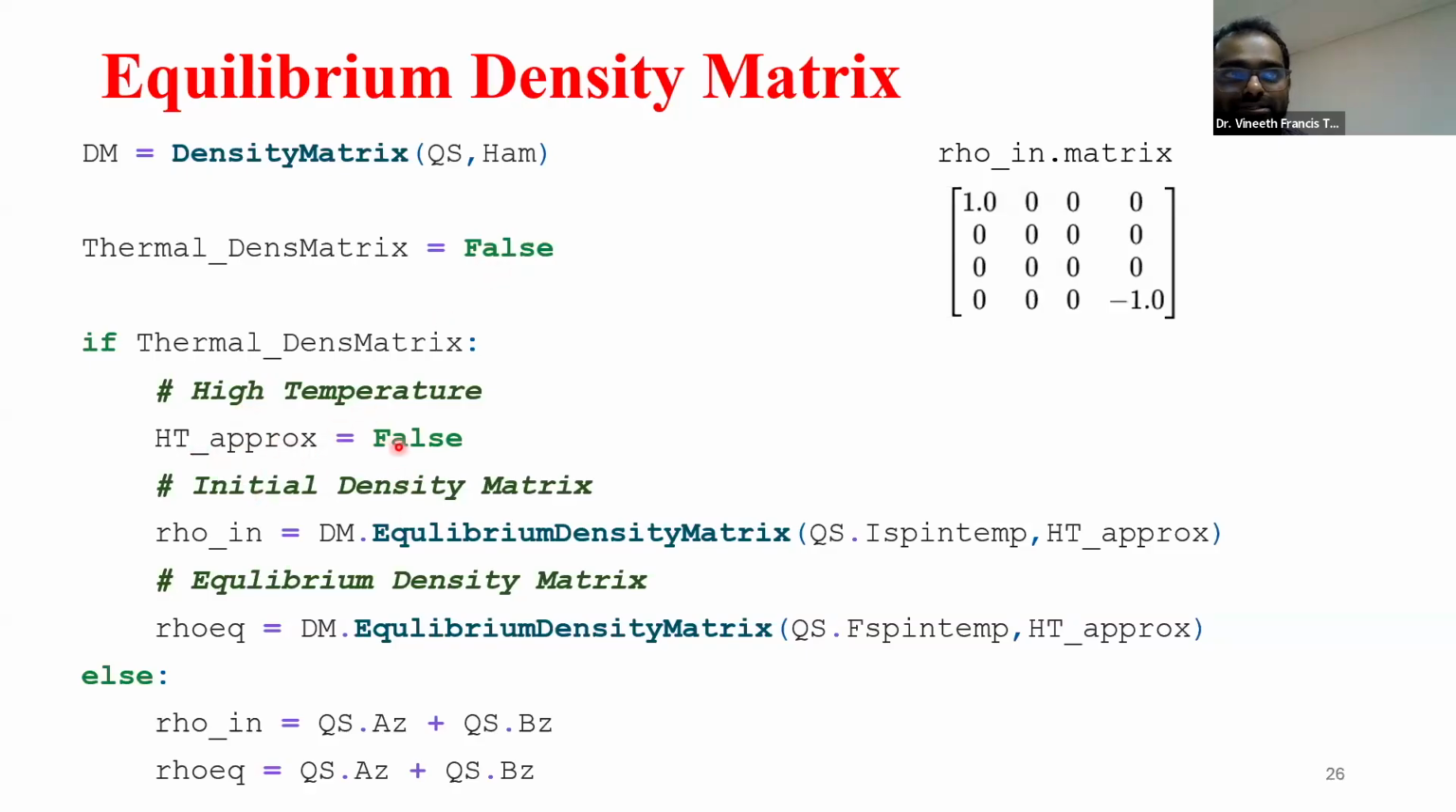And you can use high temperature approximation if it is true. Then you can call this method equilibrium density matrix, which takes the input initial spin temperature and high temperature approximation. It will create the initial density matrix. And if you want to see its matrix form, you can just write dot matrix. It will give the matrix form. Similarly, for final density matrix, and you can also create your own initial density matrix.